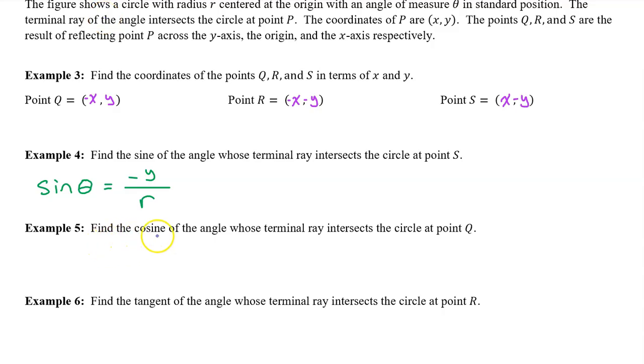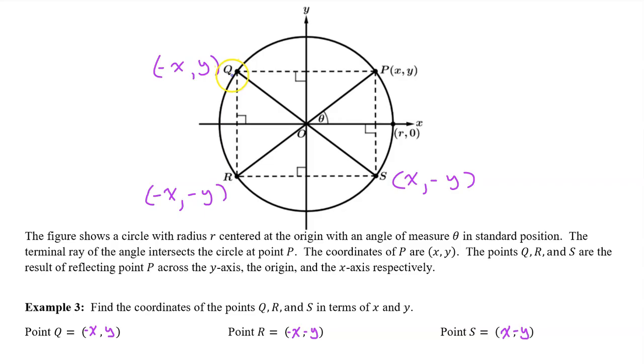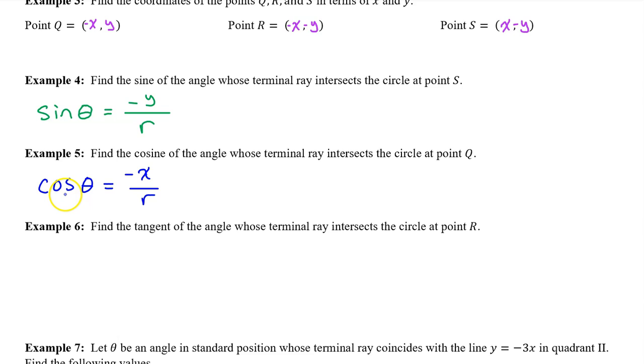Example 5. Find the cosine of the angle whose terminal ray intersects the circle at point Q. Our memorized formula for cosine theta is x over r. But right now, let's think of this as the horizontal displacement divided by the radius. At point Q, the horizontal displacement is negative x. So cosine theta will equal negative x over r. You may also write the answers to examples 4 and 5 as negative y over r and negative x over r.